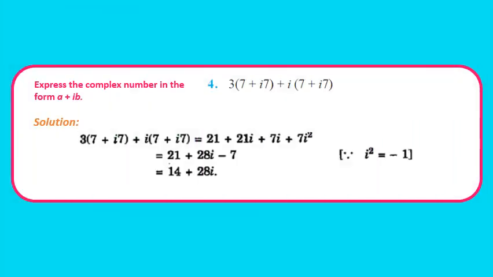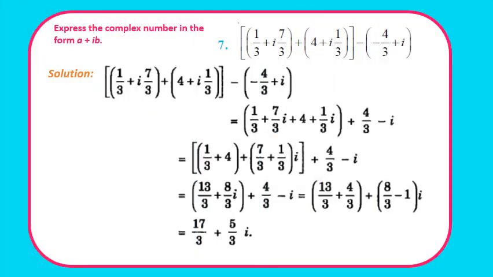Next we have question 4. Express the complex number in the form of a plus ib, and the number is 3 into 7 plus i7 plus i into 7 plus i7. So opening the bracket, we have 21 plus 21i plus 7i plus 7i square, and since i square equals minus 1, we get 21 plus 28i minus 7, which is equal to 14 plus 28i. So here we have the form of a plus ib, where a is equal to 14 and b is equal to 28. Clear? So pause and note down the solution.